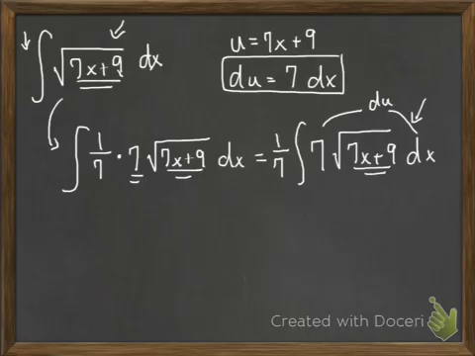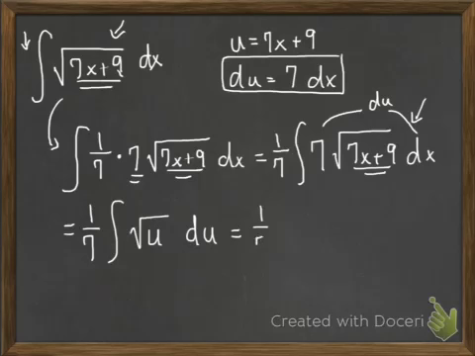So we can go ahead and rewrite this down here. We have 1/7 and the antiderivative, or indefinite integral, of the square root of u, which is what 7x plus 9 is, and du. To make it easier, we can have 1/7 indefinite integral of u to the 1/2 power. If we change that square root to the 1/2 power, it makes it a lot easier. And then du.